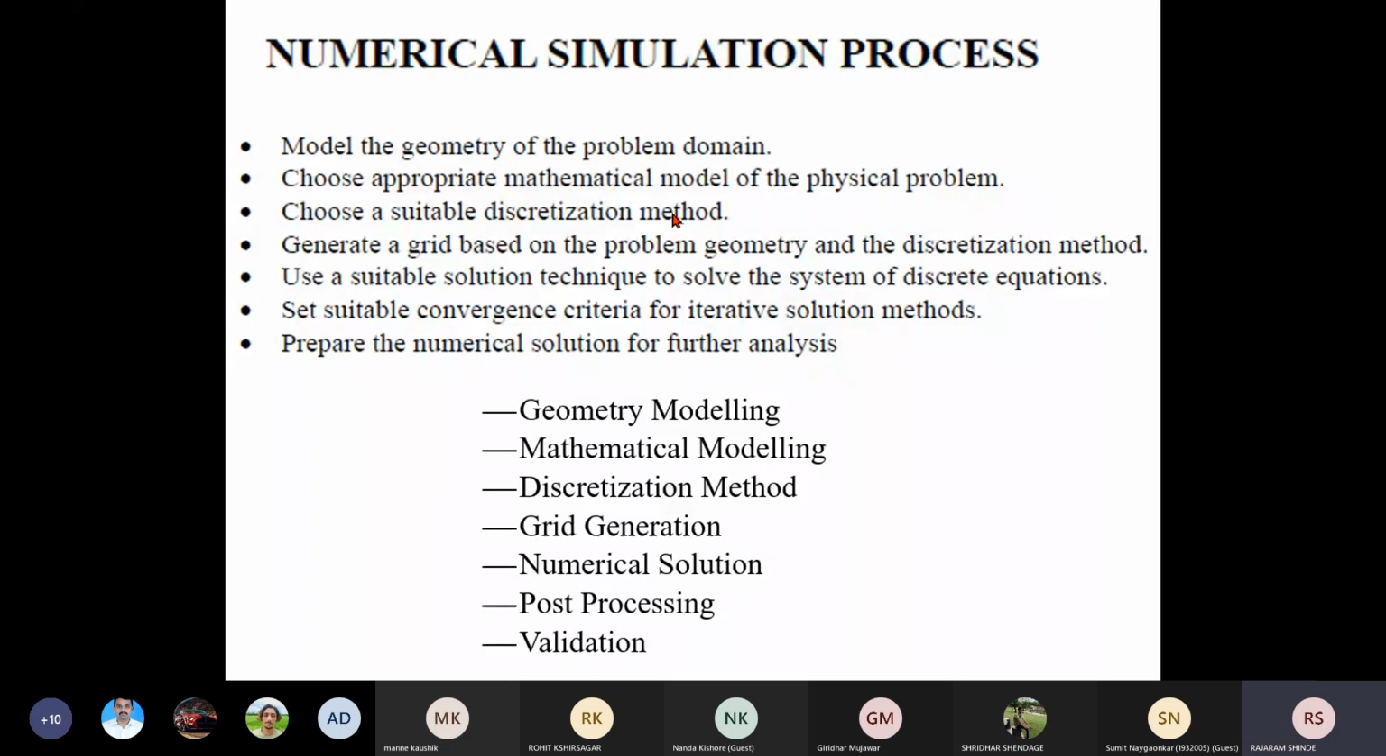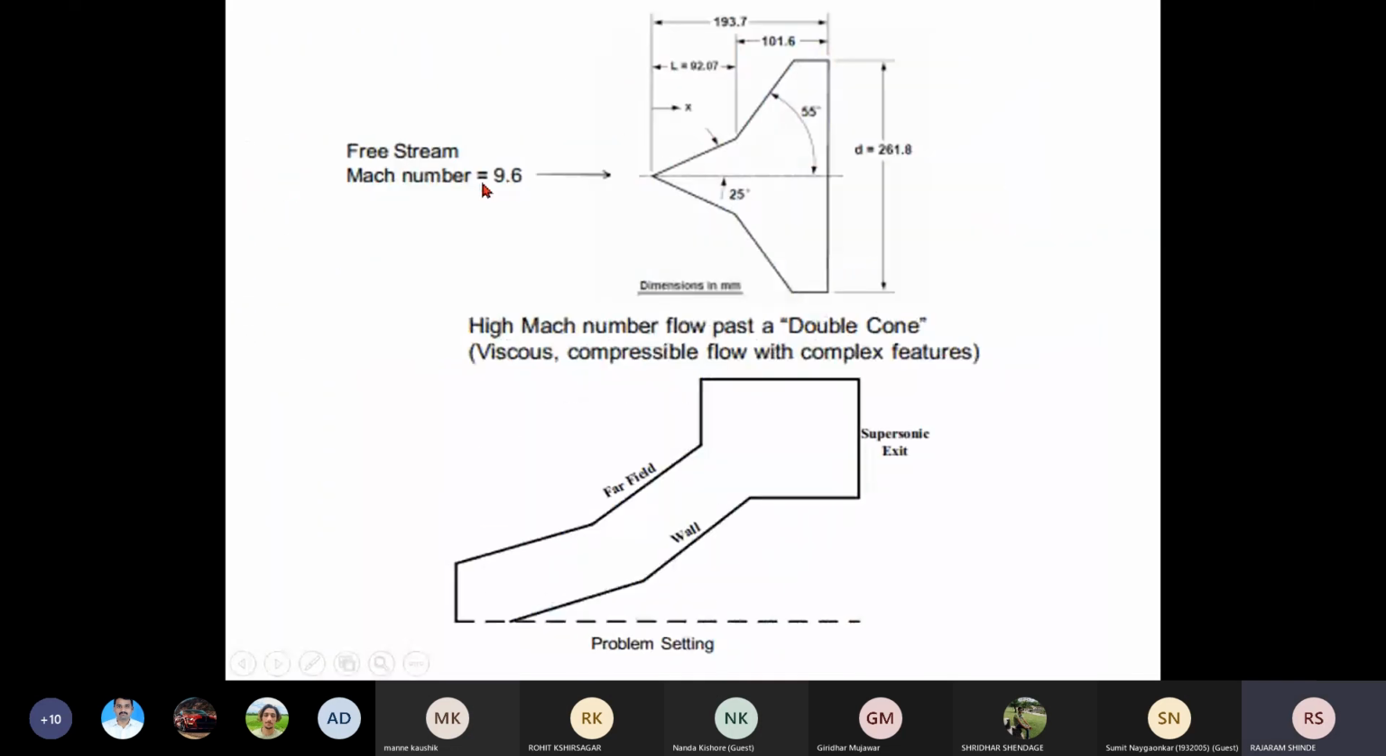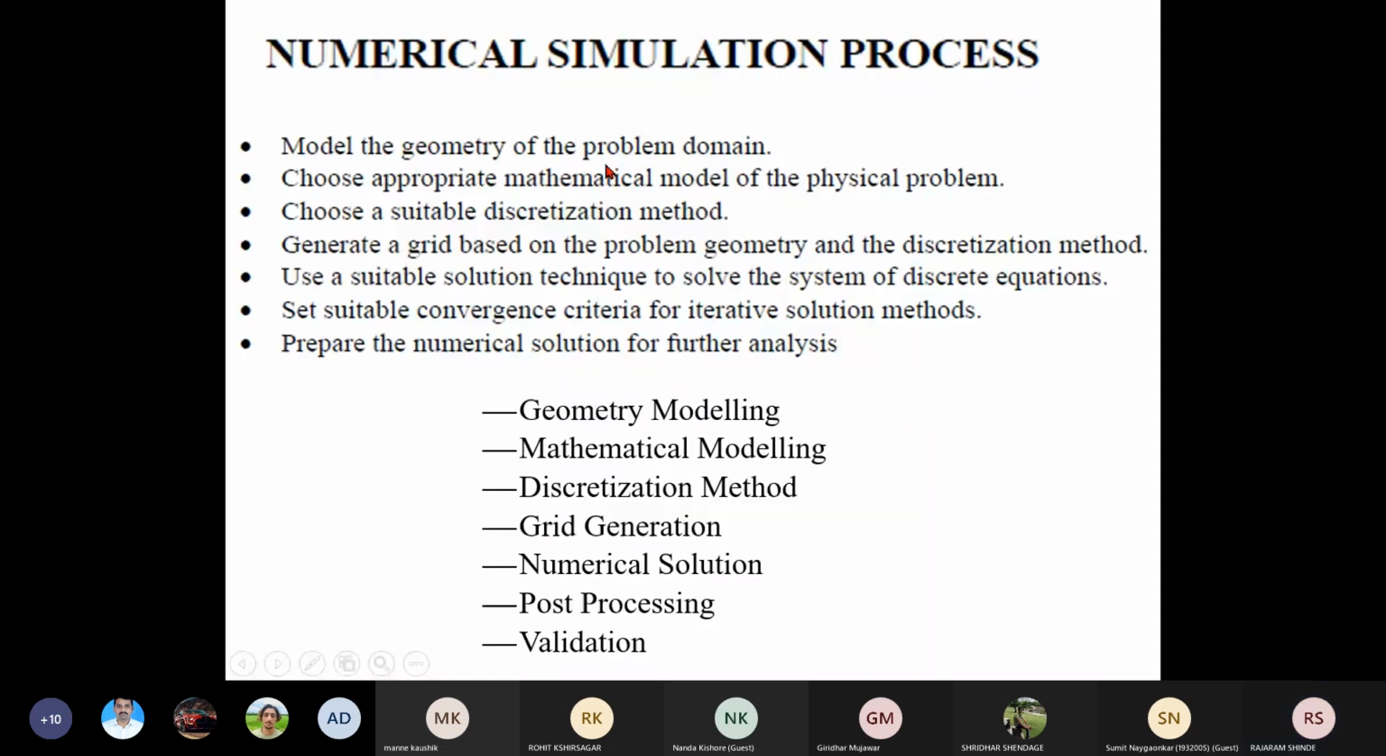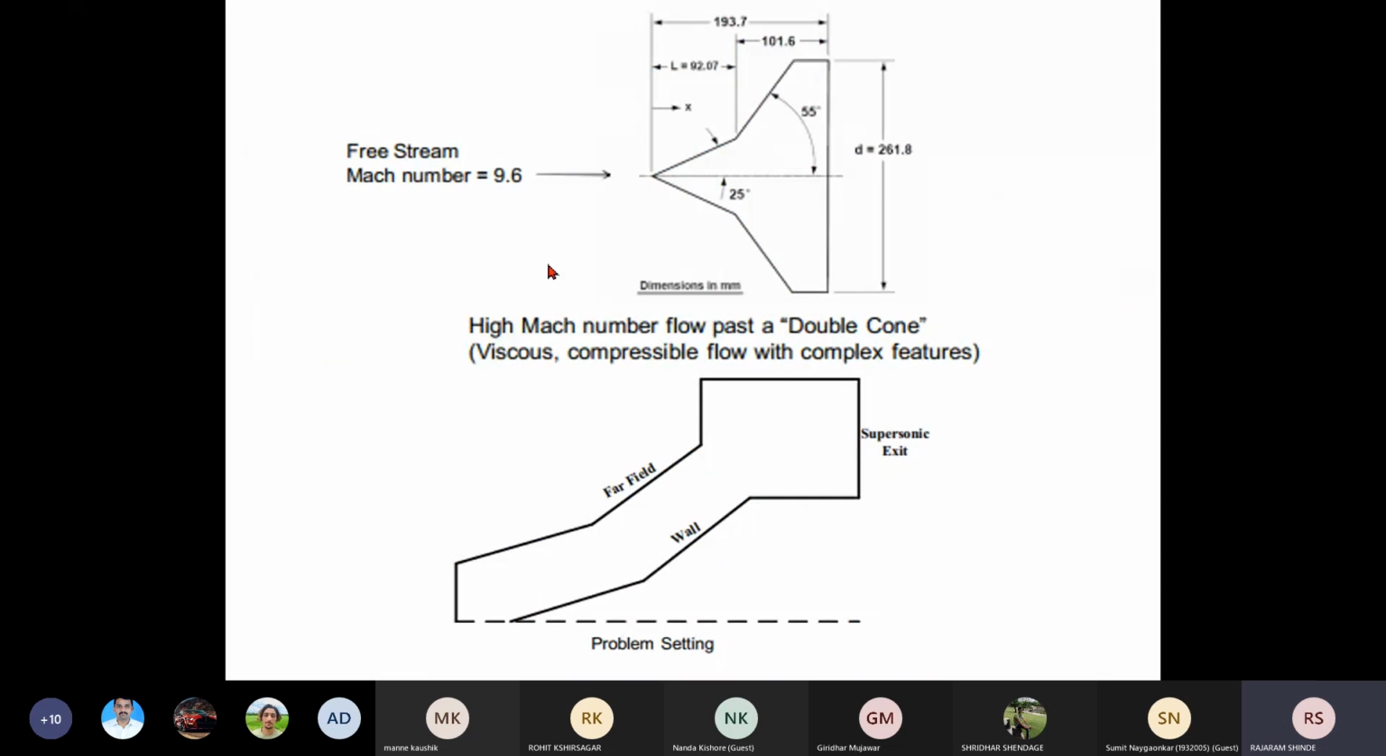Now you see here, first is a domain. How can we define the domain? For that purpose I have taken one example, and this type of theory I covered yesterday at the time of the practical also. See here what you want to calculate: you want to calculate the flow past this double cone, that is high Mach number flow past a double cone. This flow is viscous compressible flow with complex features.